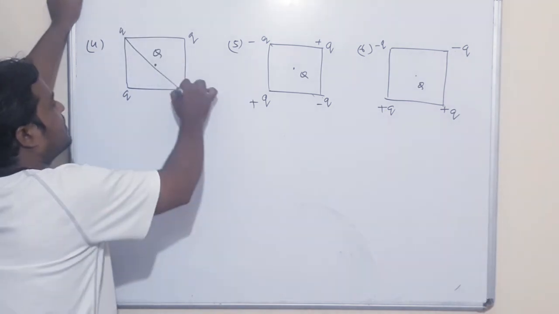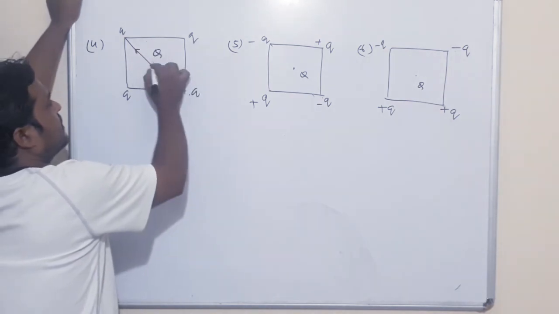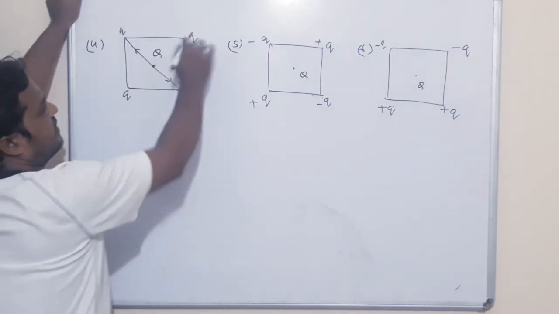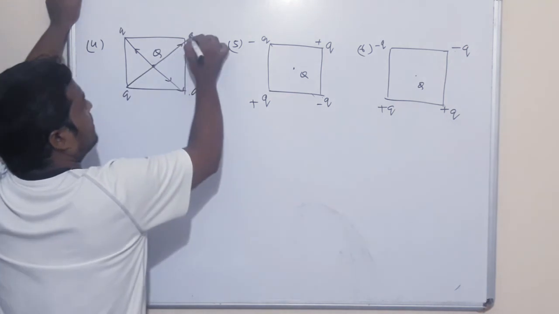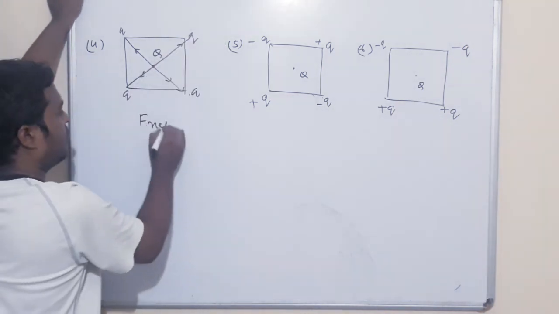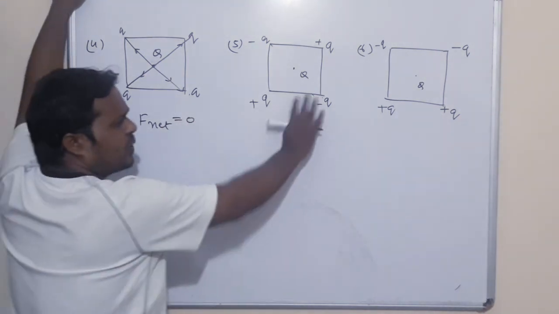Along this direction, and this will repel it like this along this direction. This distance will be same, charges are same. These two forces will be cancelled. This will repel it like this, and this will repel it like this. These two forces will be cancelled. What is the net force acting on capital Q? 0. Will it be 0 here?